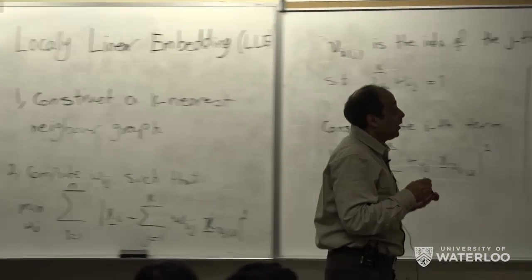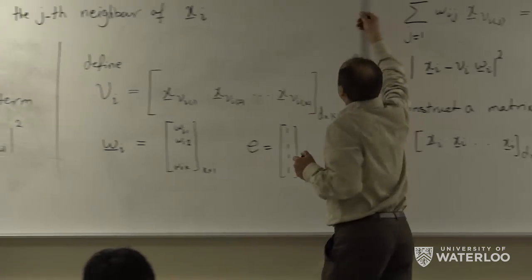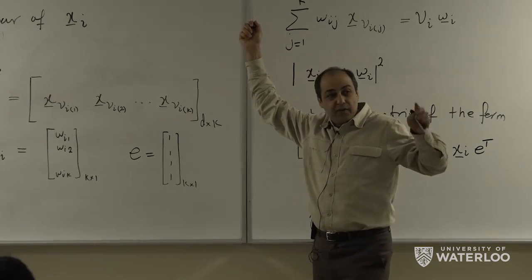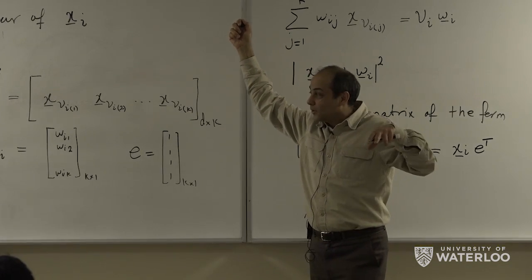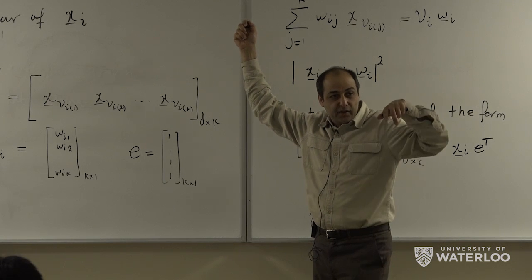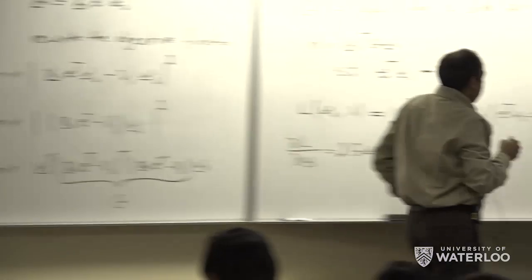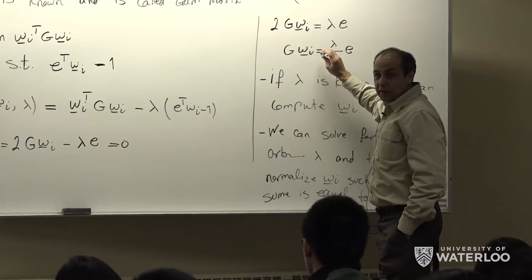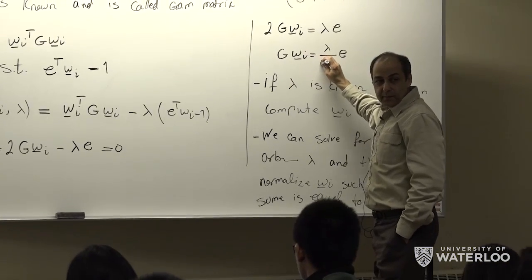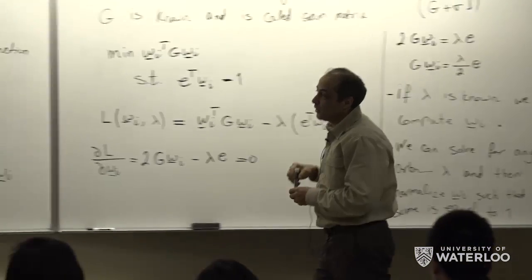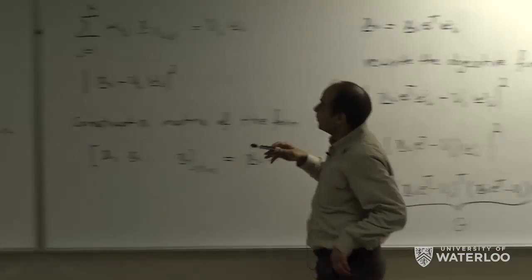Okay, so let me show you a couple of examples. Actually, we haven't done the second objective function. We have another objective function that we need to solve. Basically, we need to fix the W that we are computing here and then solve another objective function in terms of Y.